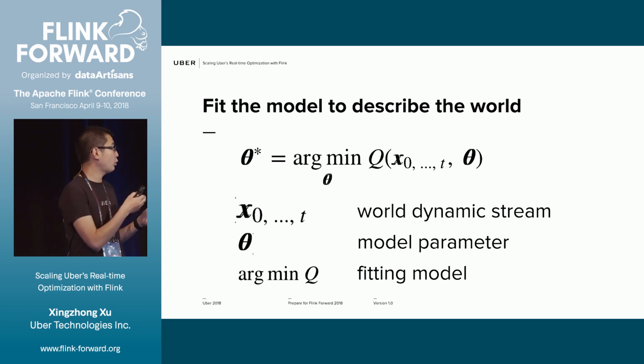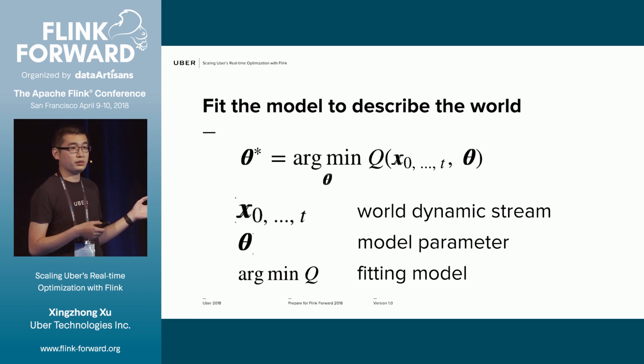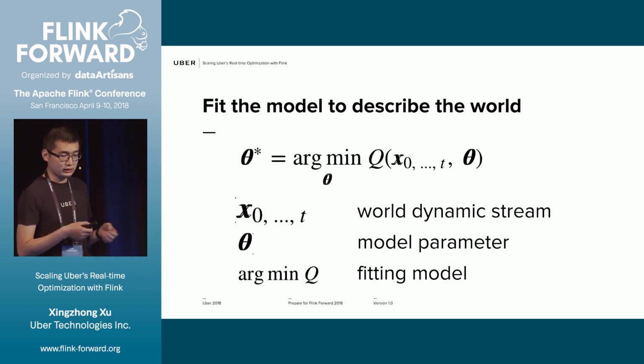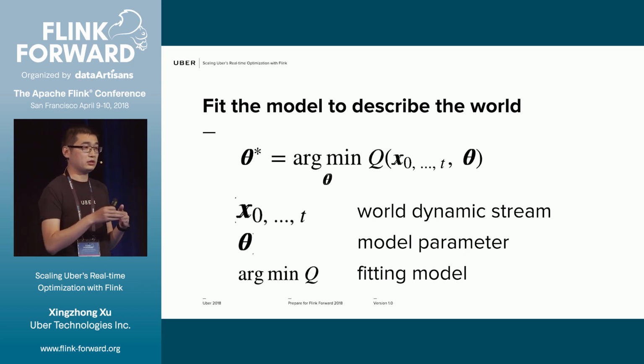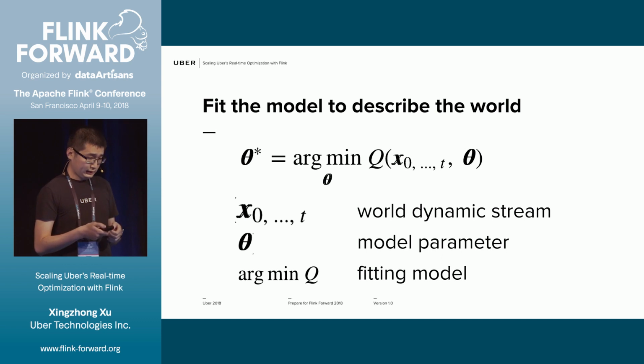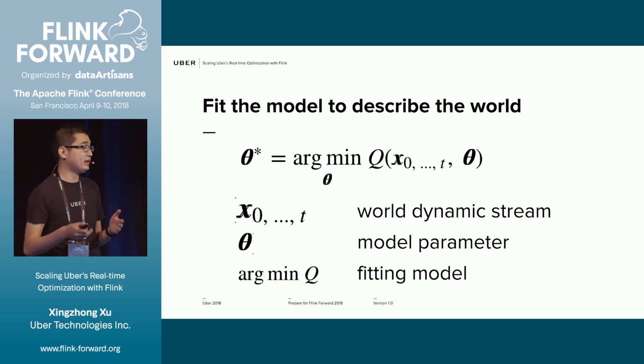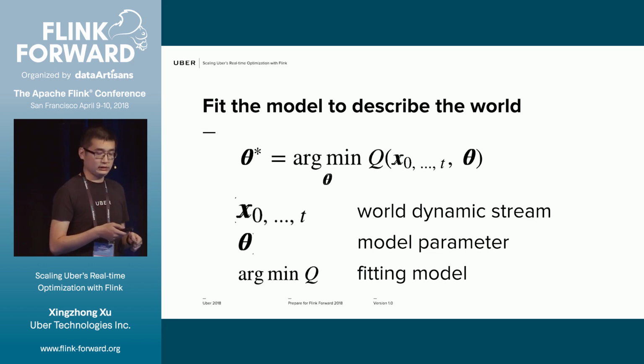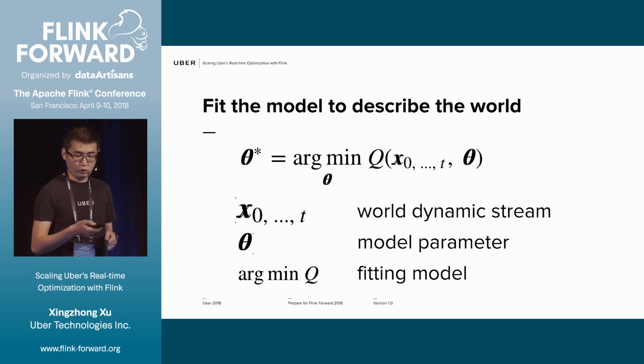One is what we call the world dynamic stream. This is what I just introduced, the marketplace dynamics through the event types. And the other part of the model is just model parameters. The whole idea is you're trying to optimize the theta. You find the best theta, along with the model, to describe these physical world dynamic streams.